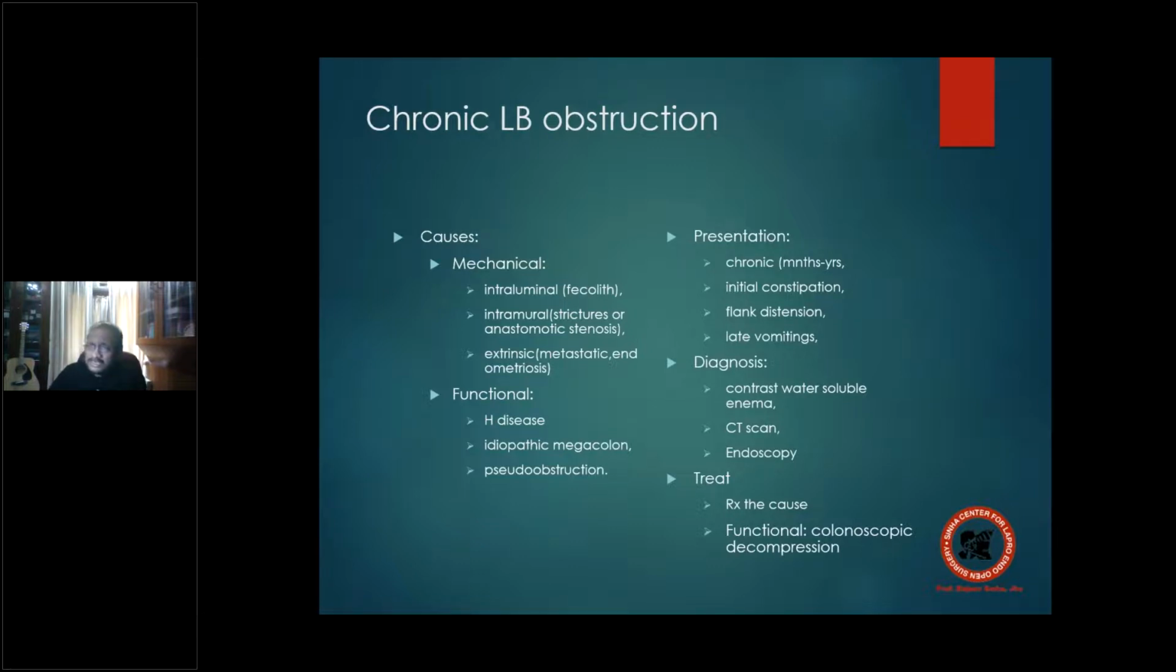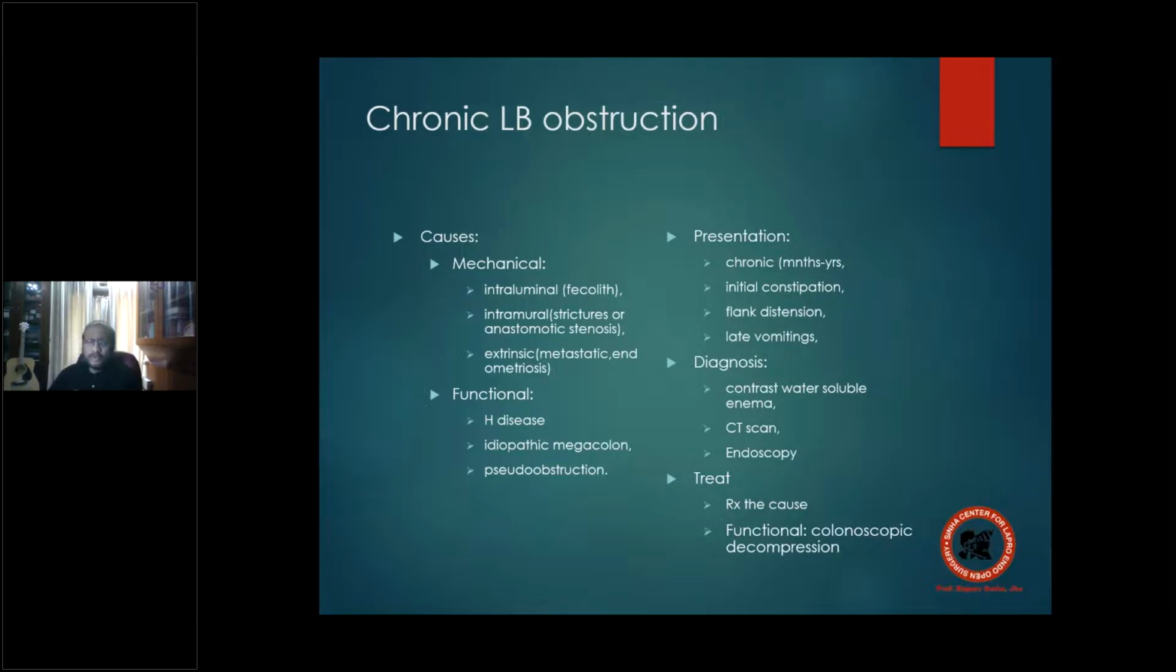What are the presentations as opposed to an acute one? Here it is a history extending into months and years. In the acute presentation, it is within a couple of hours to 1 or 2 days only. Here it is chronic. Initial constipation is a presenting feature, gradually increasing constipation. Flank distension is gradual. Vomiting is very, very late to appear. So the whole presentation as compared to acute large bowel obstruction is delayed and gradually progressive, as compared to an acute one, where it is rapidly progressive and of very short duration.